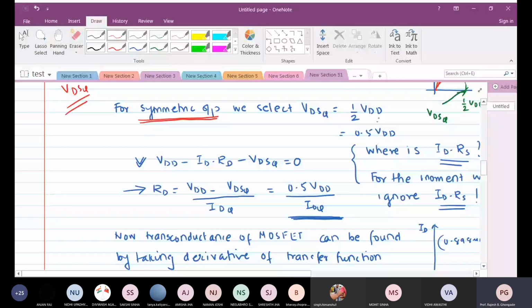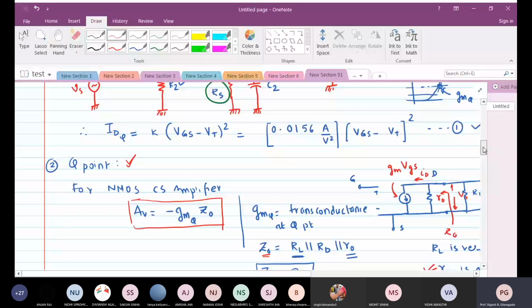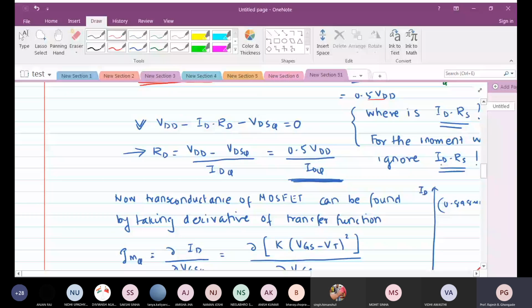Then we said that VDD minus ID into RD minus VSQ is equal to 0, applying KVL to the output side of this circuit. As you can see, this voltage plus this voltage, plus this voltage actually, but right now we are neglecting the voltage across RS, that is nothing but ID into RS, for the time being. So that gives me RD equal to VDD minus VDSQ divided by IDQ. So it turns out to be 0.5 VDD divided by IDQ.